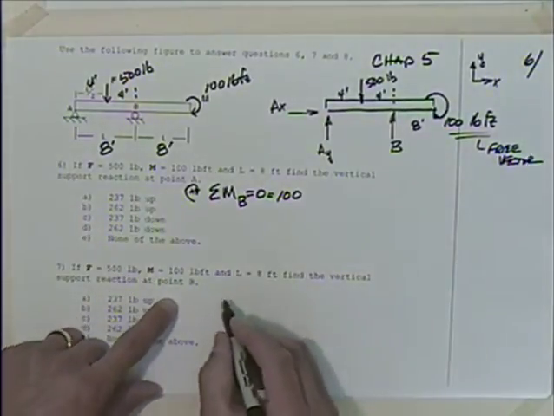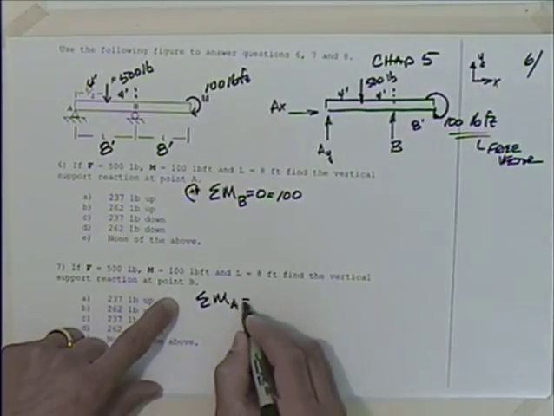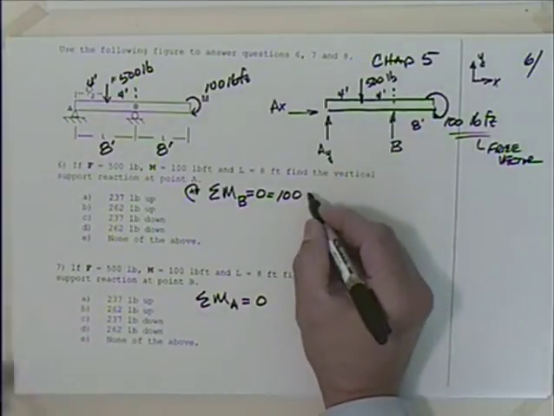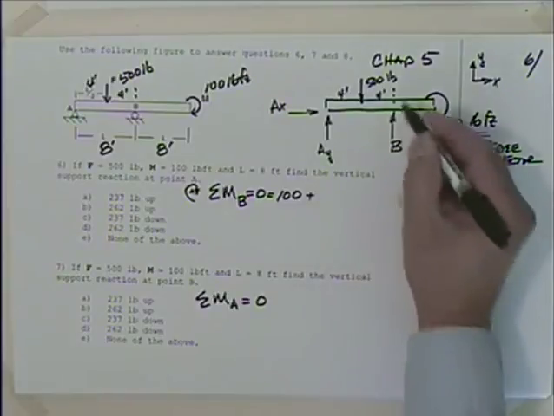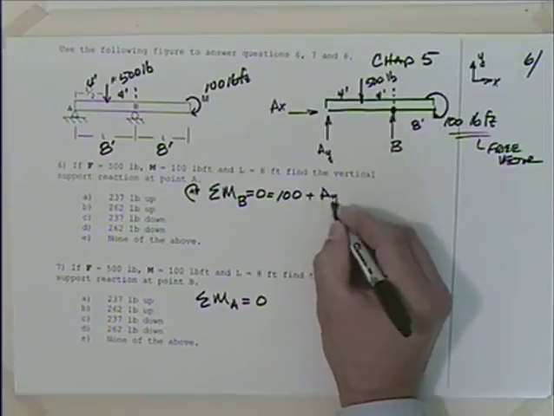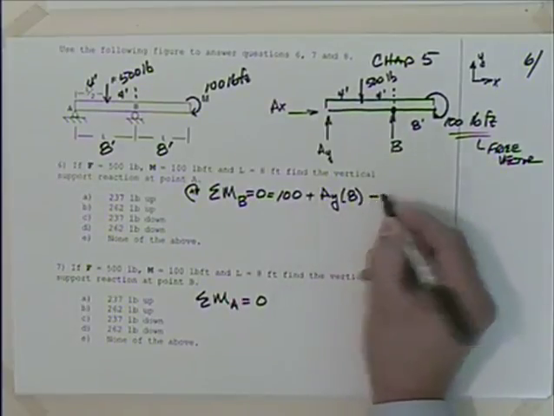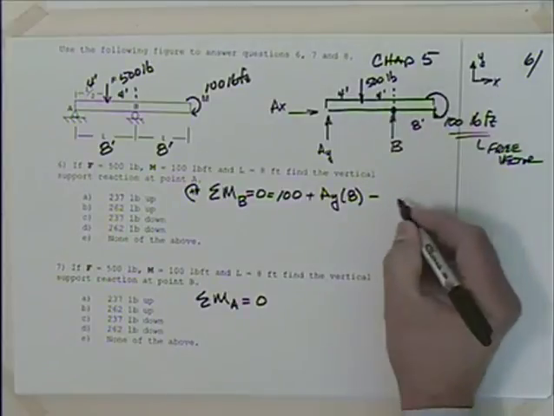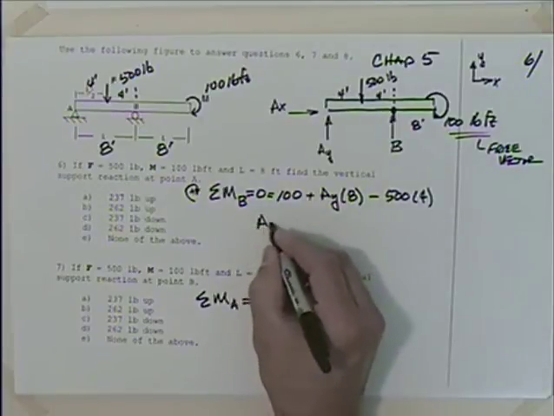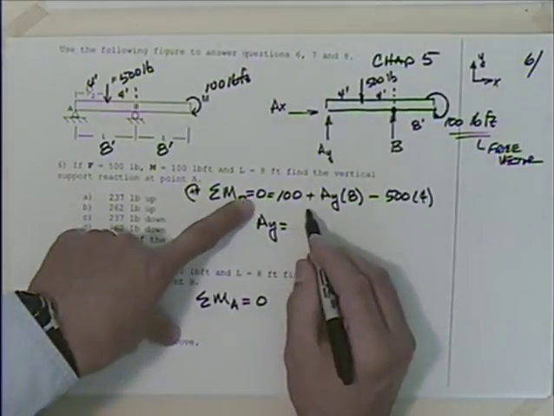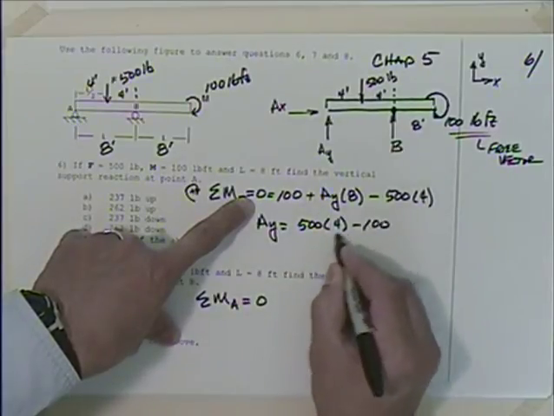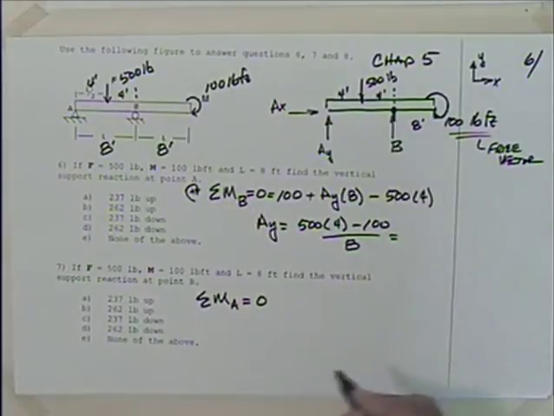Okay, and we'll have to put it in that equation too. I'll sum the moment about B here. I can say that that's 100 plus summing the moment about this point here. That'll be AY times 8, and then minus, this tends to rotate it counterclockwise, minus 500 times 4. So I can say that AY is equal to, solving this equation, 500 times 4 minus 100 divided by 8. What do we come up with there?